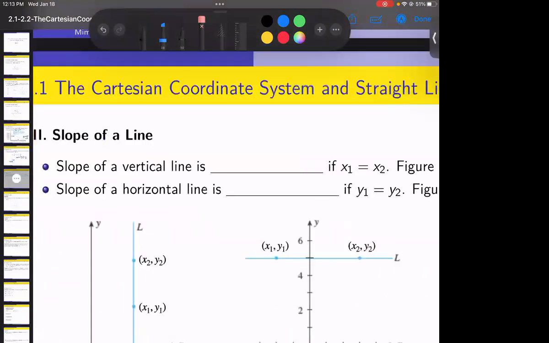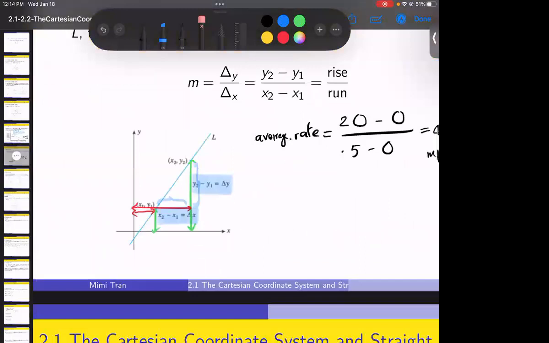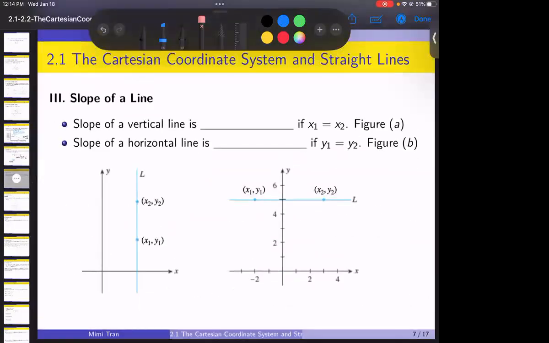Now, this is the slope of a non-vertical line. What if I have a vertical line or a horizontal line? What are their slopes? Which one is 0? Vertical or horizontal? When I think of a horizontal line, I think cross-country skiing, there's no slope for you, right? 0.